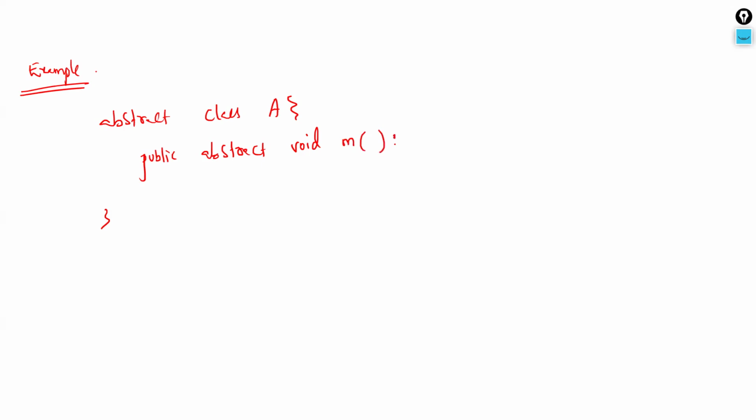The next example: there is an abstract class, some class name, and inside this class there is an abstract method. Access modifier, abstract keyword, then return type, then method name, then semicolon. This is an abstract method. What's the purpose of this method? If I just declare an abstract method, what's the purpose?